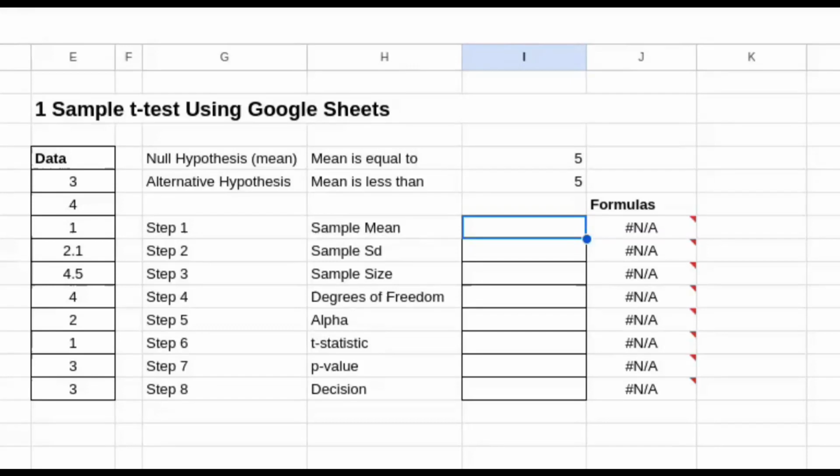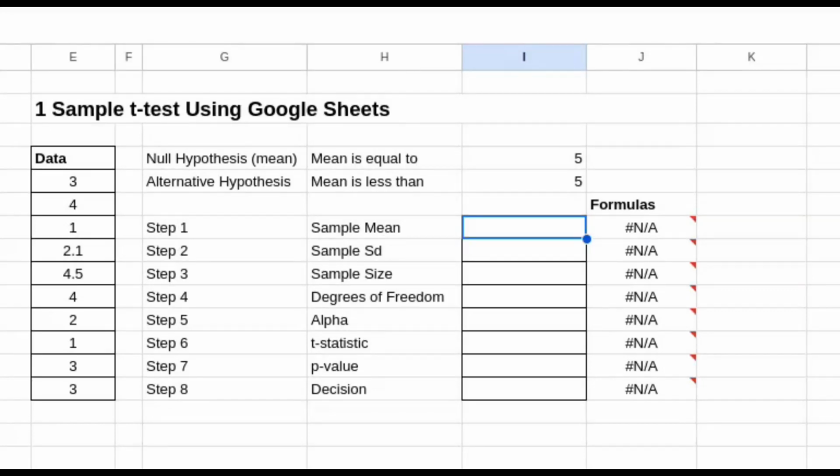These are the steps in doing a one-sample t-test in Google Sheets. The data in column E is composed of 10 observations. The null hypothesis states that the population mean of the data is 5, and the alternative is that it is less than 5. The directional nature of the alternative hypothesis makes this a one-tailed, left-tailed test.